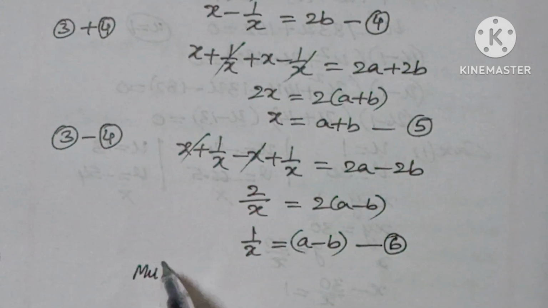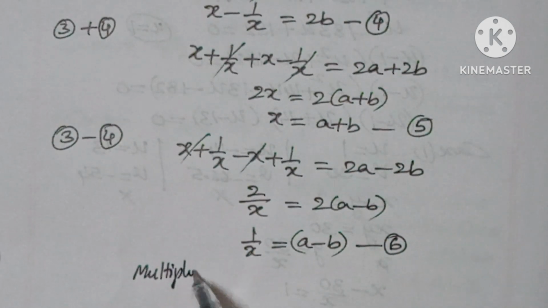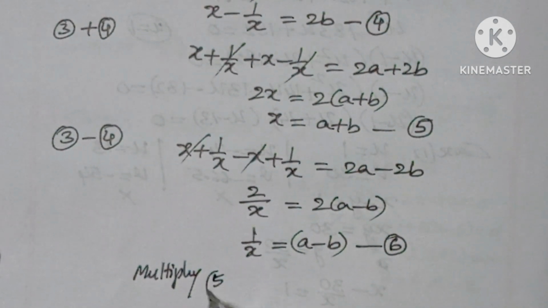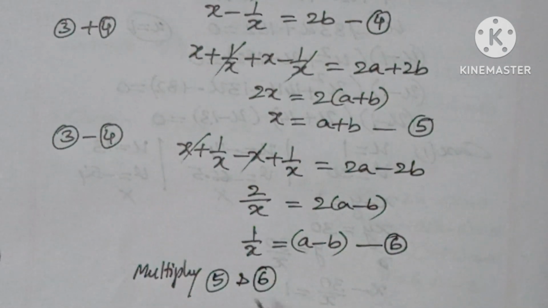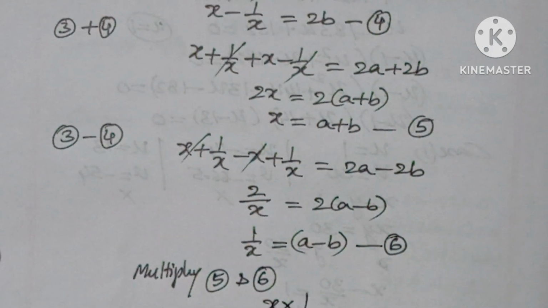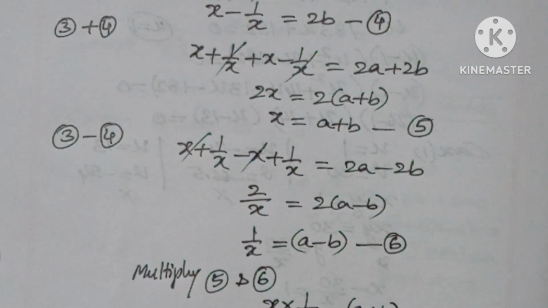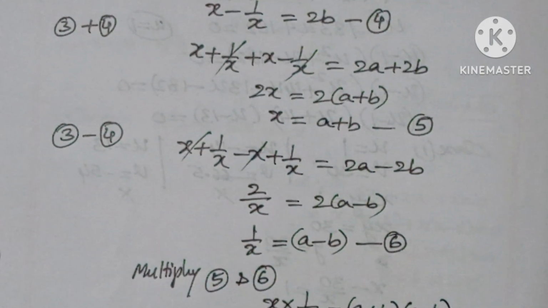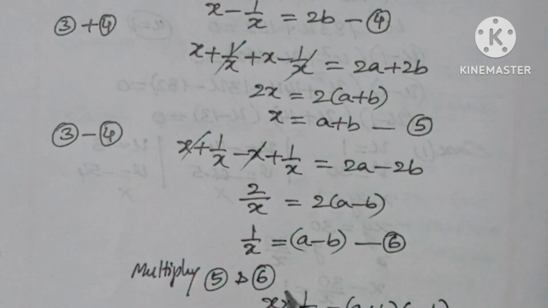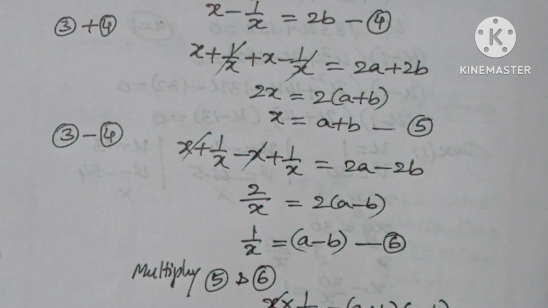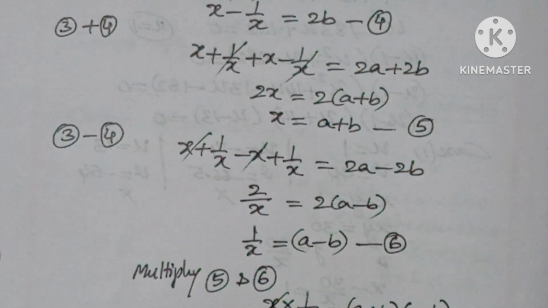Multiply 5 and 6. X into 1 by x is equal to a plus b into a minus b. That implies here the x's get cancelled. 1 is equal to a square minus b square.